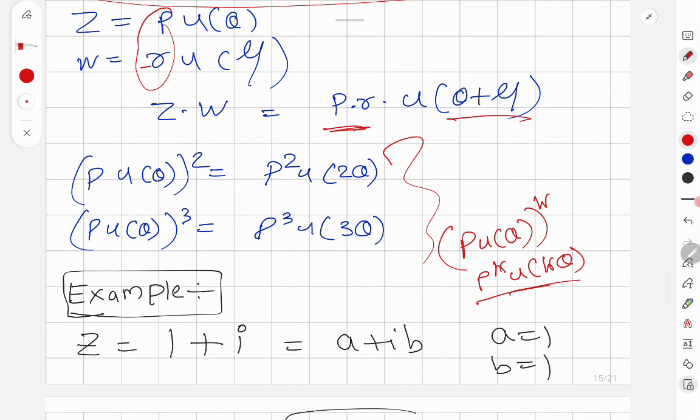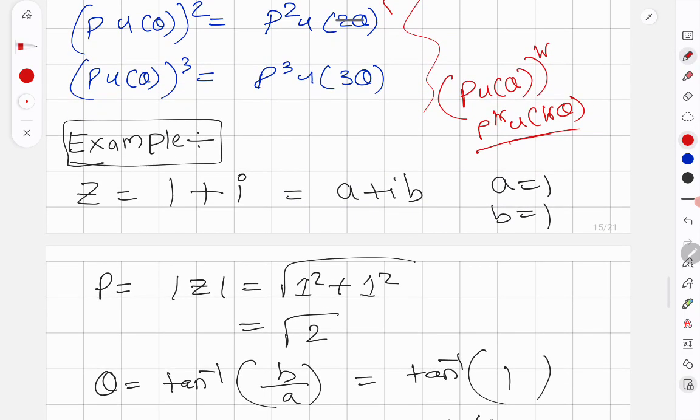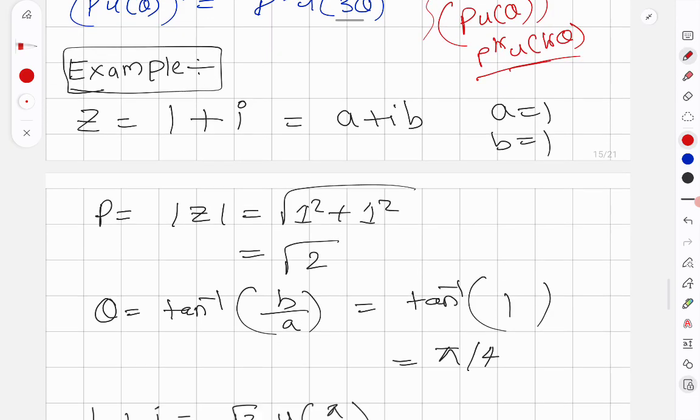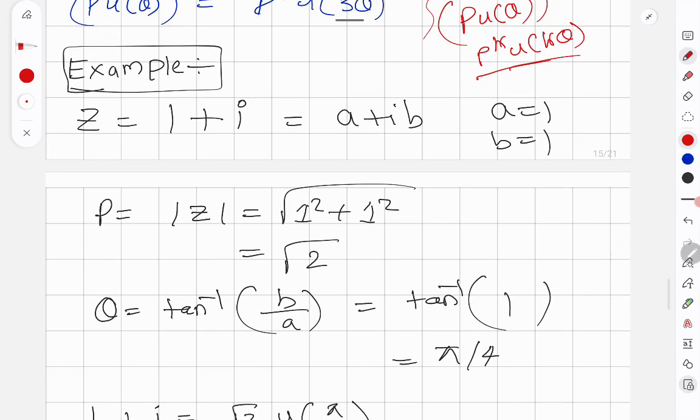Okay. Again, I just wanted to have some basic idea. If you have a complex number 1 plus i, that is a plus ib, so here a equals 1 and b is also equal to 1, right? And you want to calculate the rho, which is just the modulus of z, so it's 1 squared plus 1 squared, we get root 2.